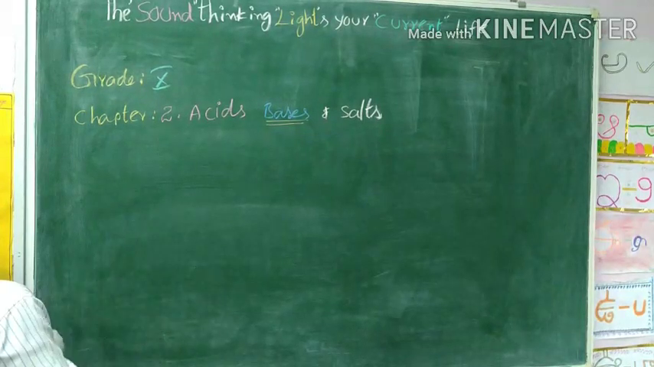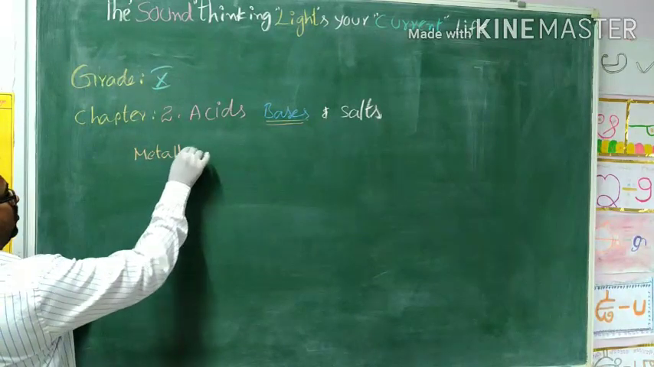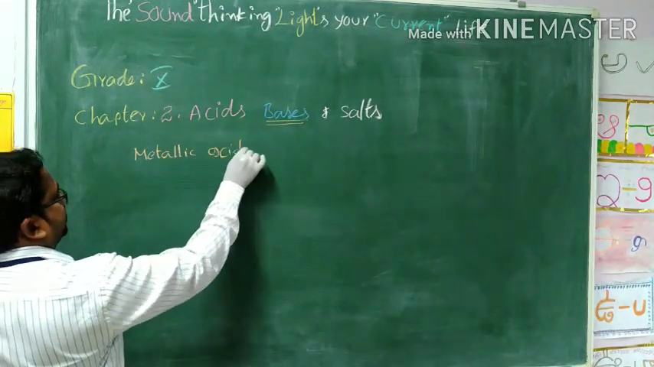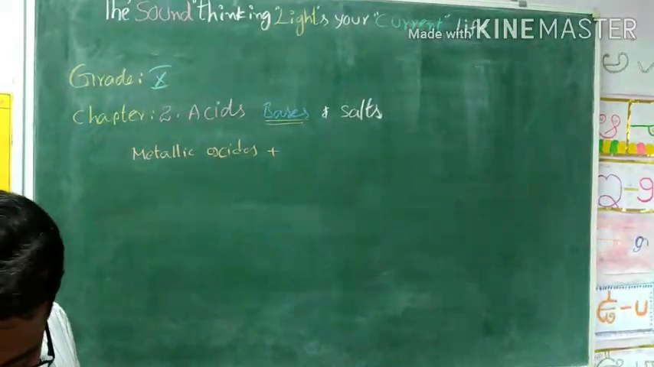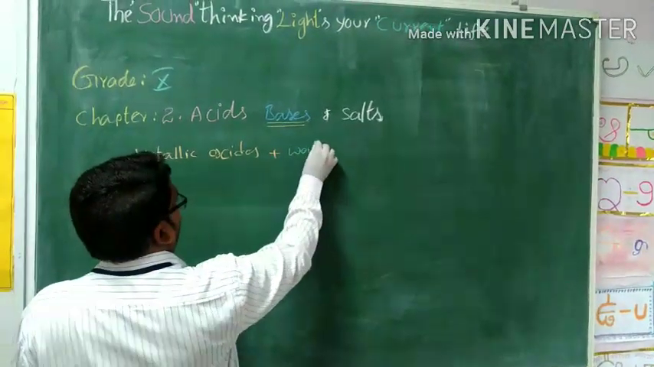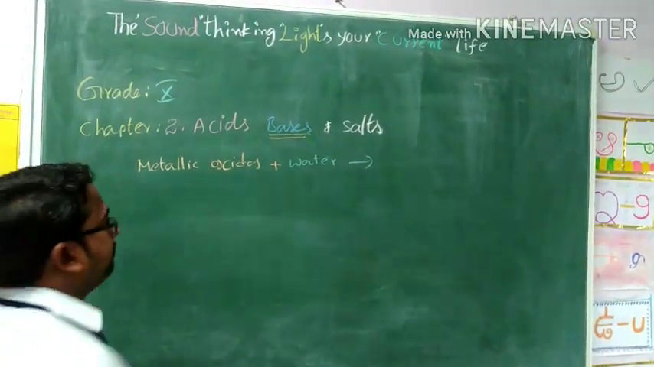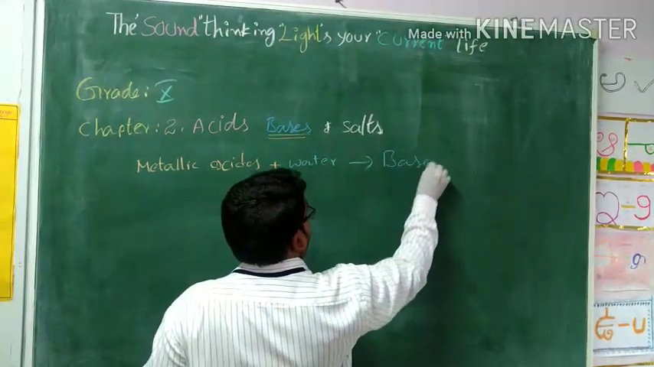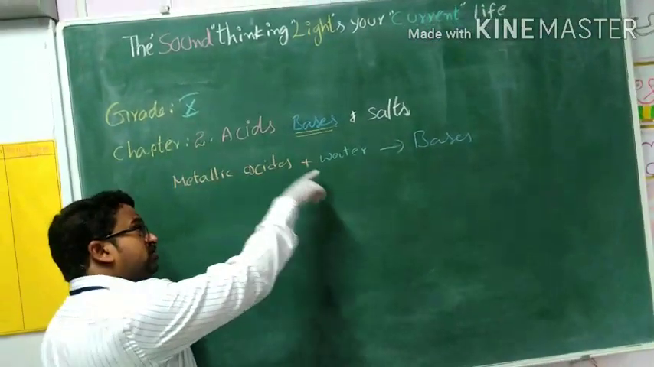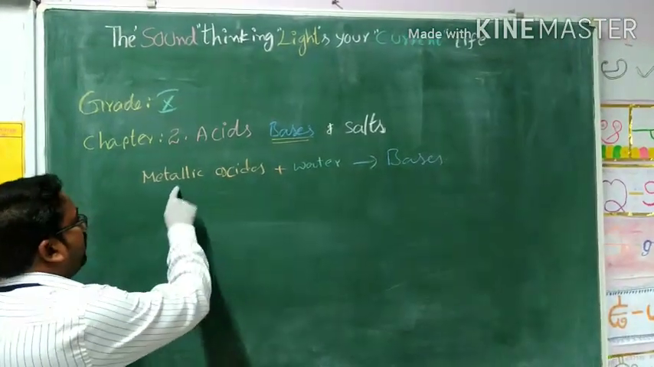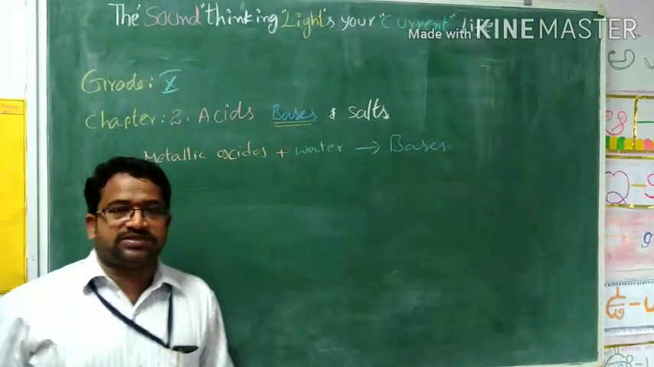Now, let us see how we can produce the bases. When metallic oxides dissolve in water, they produce bases. So previously, how did we produce the acids? Non-metallic oxides dissolve in water, they produce acids. Now, when metallic oxides dissolve in water, they produce bases.